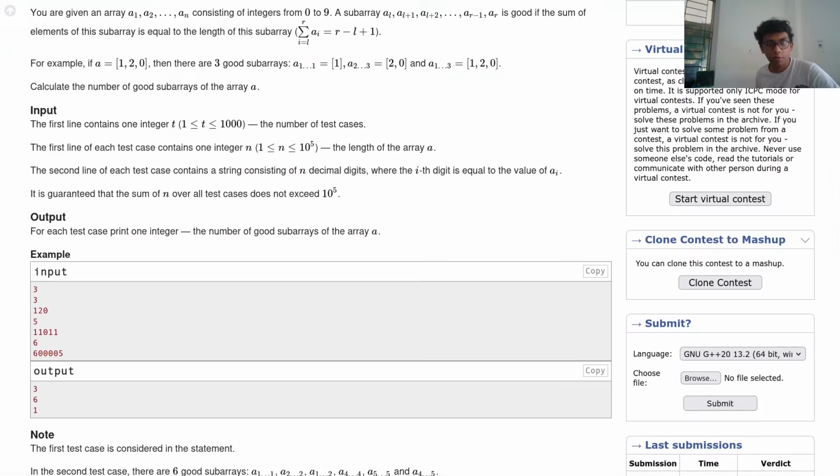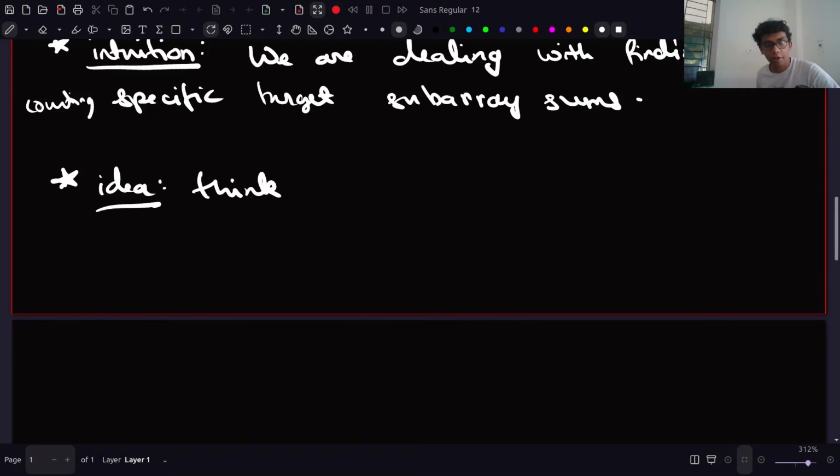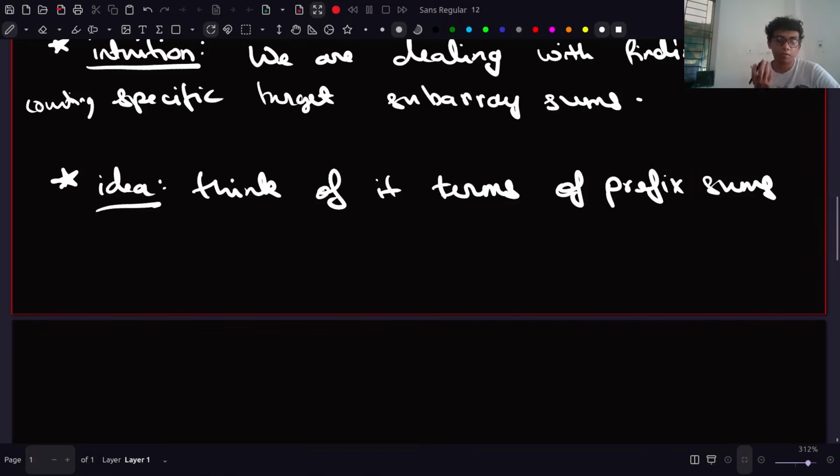Obviously, when you're seeing the problem, you will go through a bunch of ideas, and you might come across this one. And the reason is simple, because here we're dealing with sums of subarrays. So it makes sense to think about the sum of the prefix minus the sum of prefix at L.